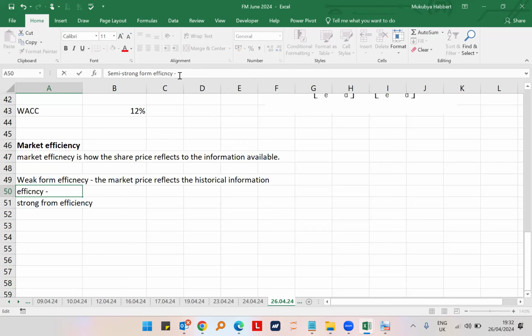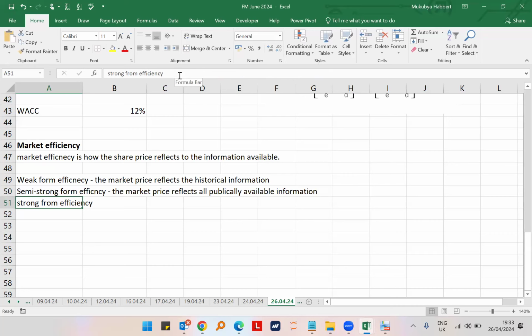Then the semi-strong efficiency, here, the market price reflects all publicly available information. The key is on the words publicly available information. Okay? So if information has been shared by the company, or if you can find it somewhere on some website, anything that is publicly available is going to be reflected in the semi-strong form efficiency.